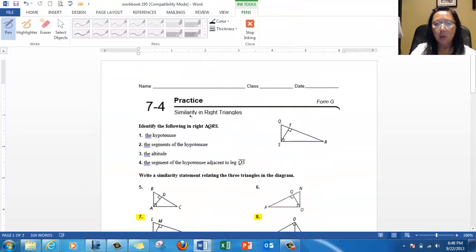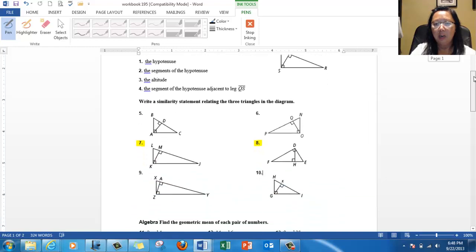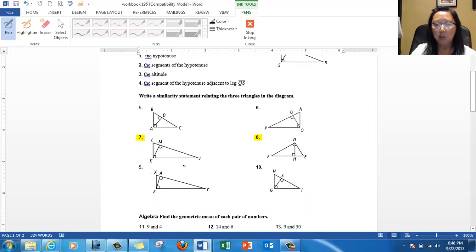Today is about working with right triangles that are similar. Now if you look at all of these right triangles, look at number 7. How many right triangles do you see? Some people see 2, some people see 3. 3 is the right answer. The little one is right here. There's a medium-sized one, and there's the huge one. The large one has a right corner there. The medium one has a right corner right there. And the small one has an invisible right corner right there.